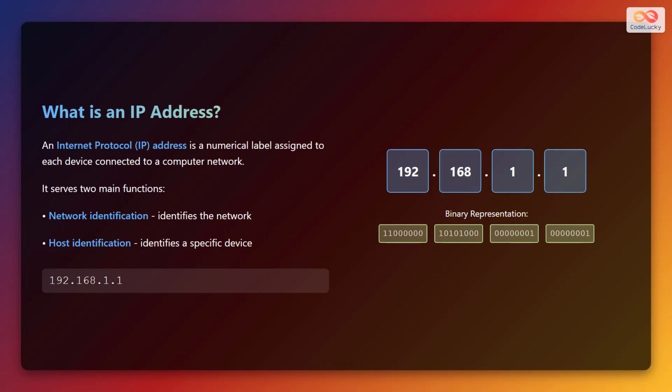A typical IP address looks like this: 192.168.1.1. Each of these numbers is called an octet. An IP address is actually a 32-bit number, but for human readability, it is written in the decimal format. In binary, the same IP address can be written as 11000000, 10101000, 00000001, and 00000001.